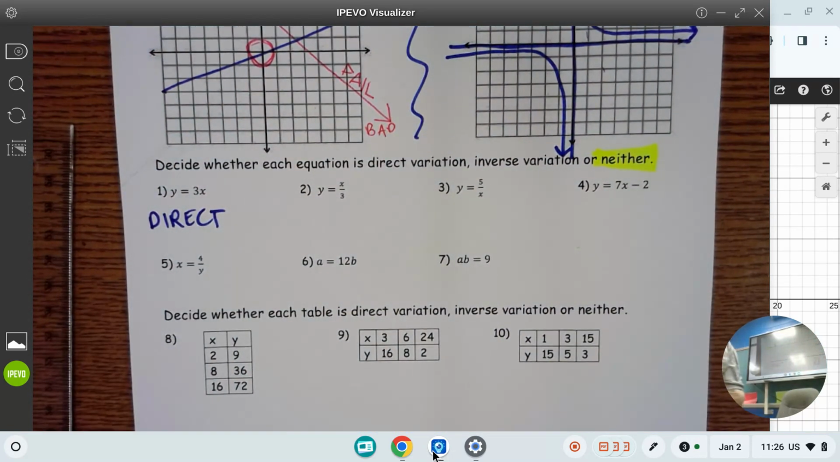So, if this is a direct graph, it's going right through the origin, a nice straight line.